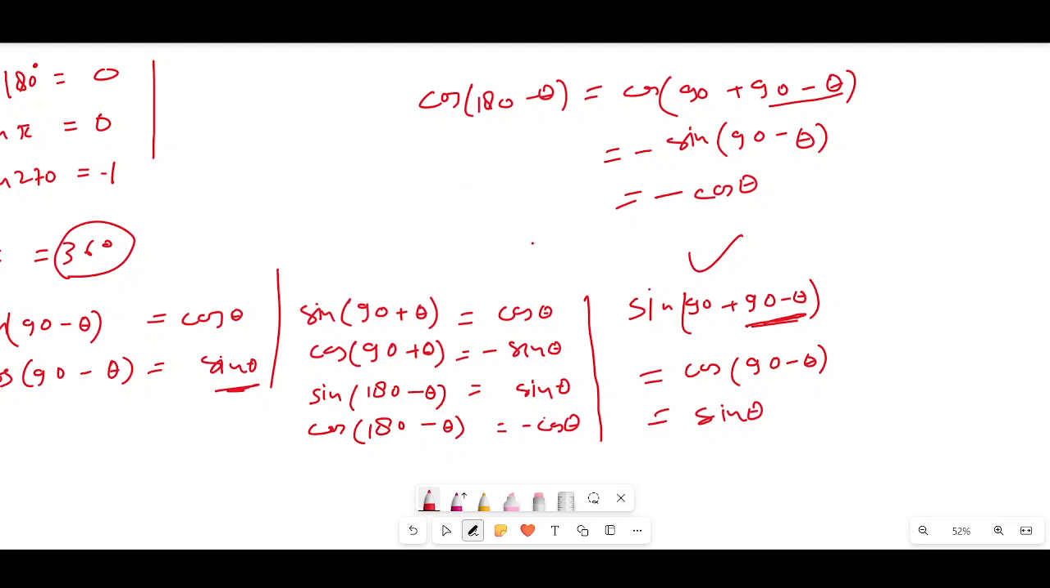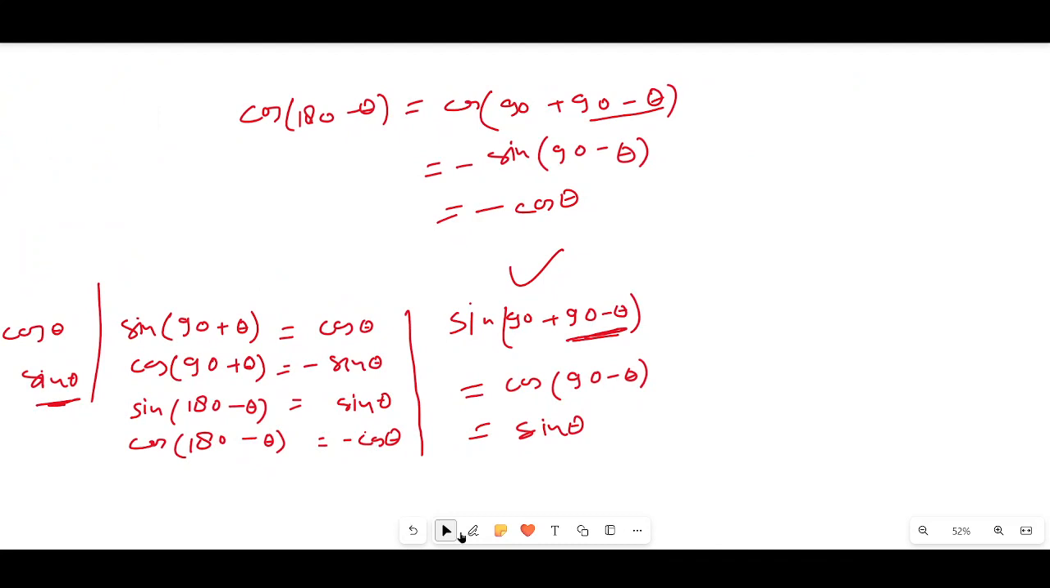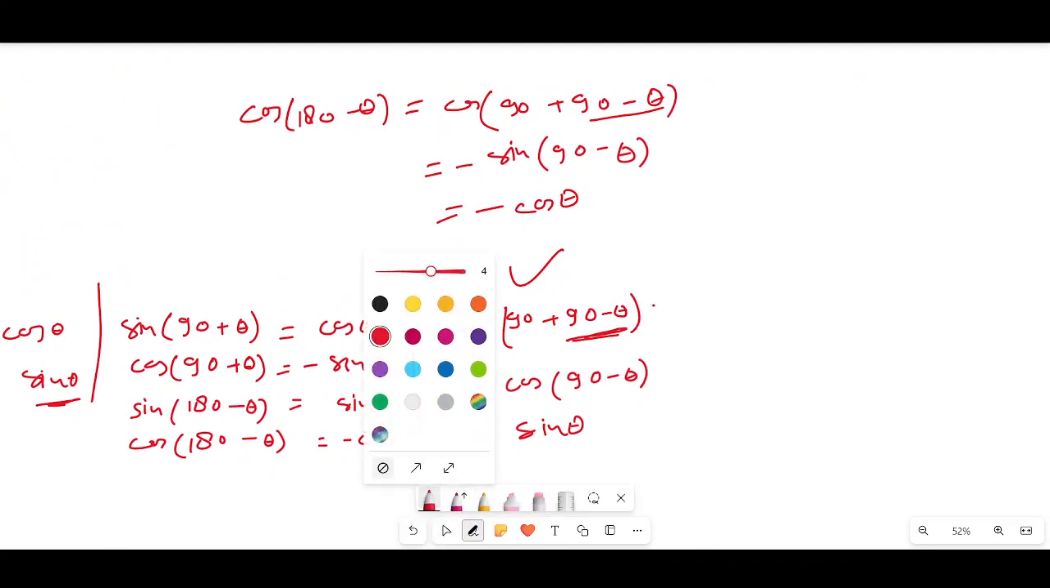If you try to find out the value on the basis of sine 180, you will get the same thing, but it depends on the quadrant. Clear? Now we will write the same things in the same manner, so that you will understand the concept very easily.